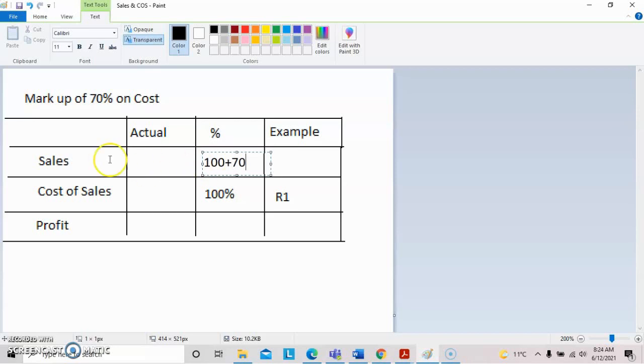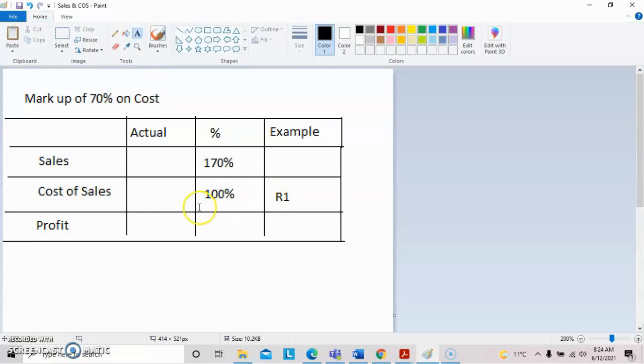So it means what? The sales side will be 100 plus 70. So I will be correct if I say sales will be 170%. You get it? So we have the cost of sales, which is 100%, and we have the sales, which is 170%. I don't know if it makes sense.